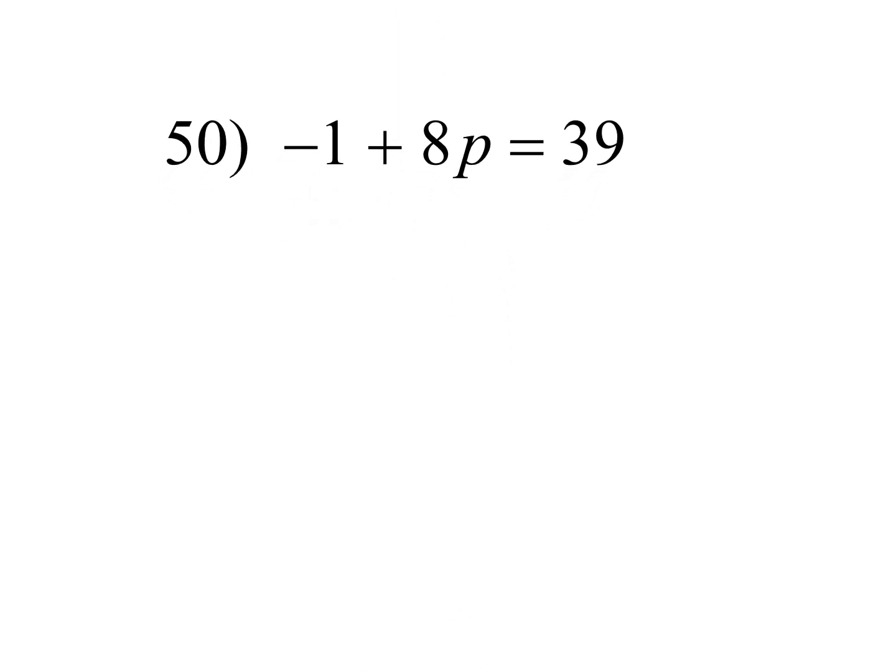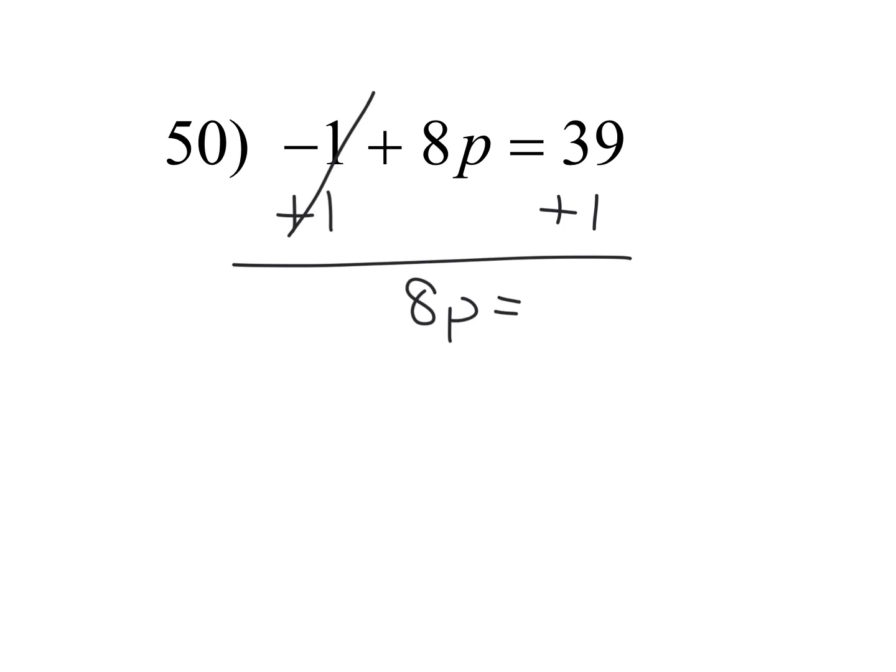Be careful with this one. We have -1 plus 8p equals 39. What's our first step? Yep, it's negative, so we want to do the opposite. We want to add 1 because our goal is to get rid of it on that other side. So then we have 8p equals 40. Yep, last step is divide by 8. So we get p equals 5.